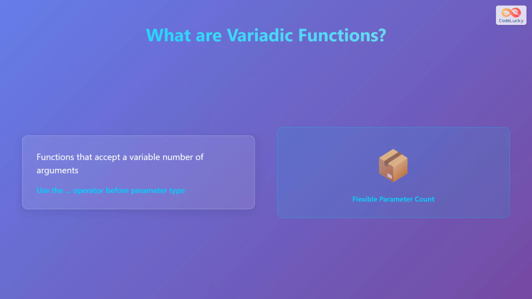The key is to use the three dots operator before the parameter type to define a variadic parameter. This allows the function to be called with any number of arguments of that type, providing a flexible parameter count.